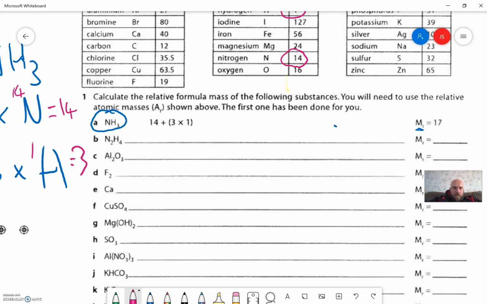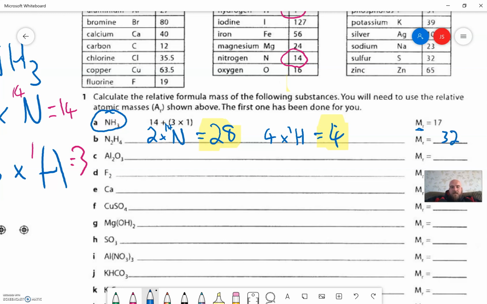So N2H4 has 2 lots of nitrogen atoms and 4 lots of hydrogen atoms. And then using the numbers at the top, it's the same again. Nitrogen weighs 14, hydrogen weighs 1. 2 times 14 is 28. 4 times 1 is 4. So if I add 28 and 4 together, it will give me the correct answer of 32.